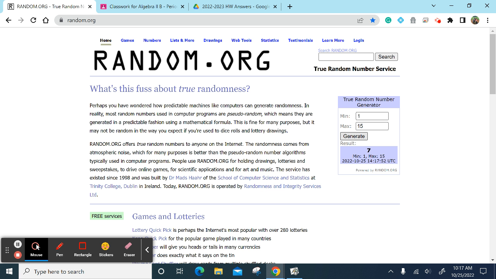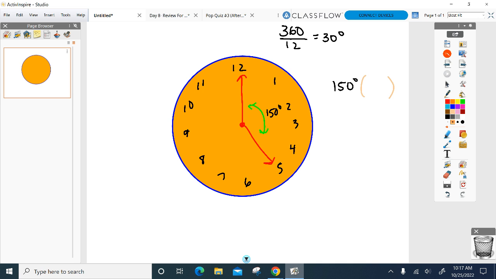Oh, let's start today off with number 7. Multiply by. Tim? Multiply by what? 150 by what to get into radians?